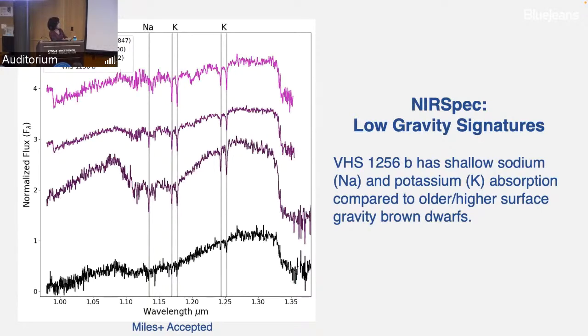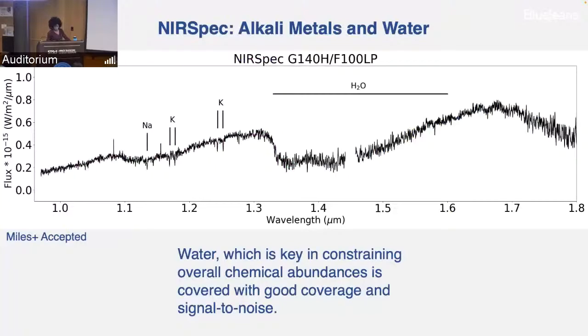VHS 1286b is a very young brown dwarf, just like the HR 8799 planets. So these features are very muted compared to relatively normal brown dwarfs. This is the same spectrum plotted again with the 1.5 to 1.8 micron feature. You have a very clear water absorption feature between the two detectors in this filter grating mode. And water is very key in constraining the overall abundance of where the oxygen is in this atmosphere.